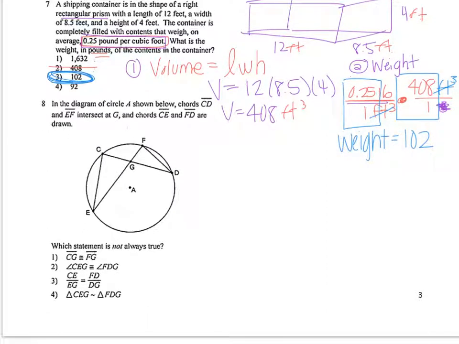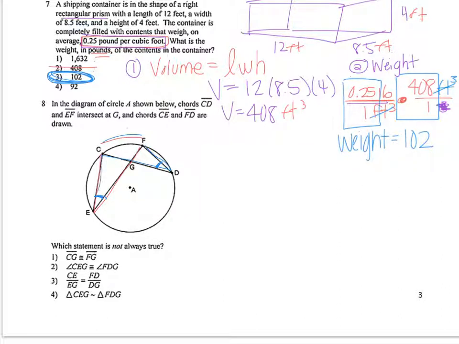Taking a look at number 8, we've got this circle with chords, and it asks which statement is not always true. Let's mark up our picture before we do anything and figure out what is true about it based on the chords and the angles that we see. When I look at angle E, I notice that it opens up to arc CF. But I also notice that angle D opens to the same exact arc. If 2 inscribed angles open to the same arc, they must be congruent. So I know right away that angle E is congruent to angle D.